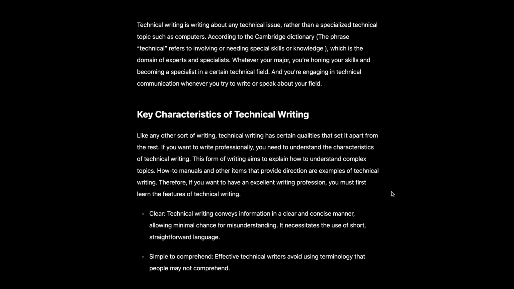Introduction to technical writing. Now, what is technical writing? So, technical writing is writing about a technical issue. First thing you need to understand is the word technical there.